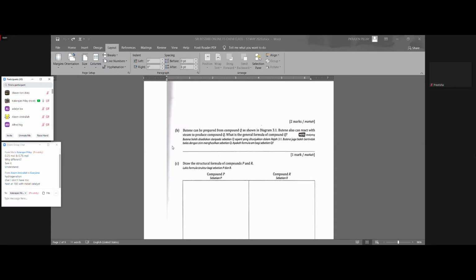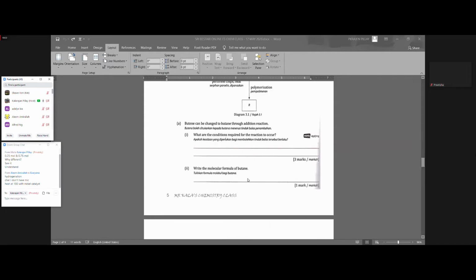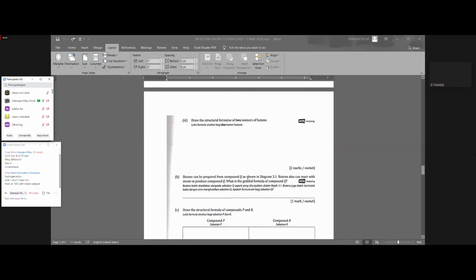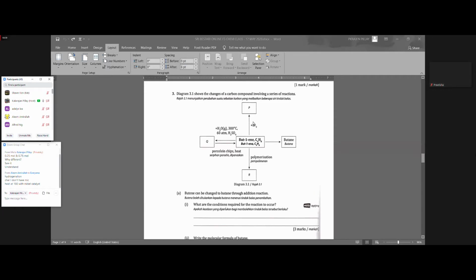Okay, now structural formula for P and R. Let's see what P is. P is here, and R is polymerization. They want structural formula. So P is butene reacting with bromine. What's the name for this reaction? Butene with bromine. Anyone knows? Elisa Lee, what's the answer? Bromination. Bromination, very good. And this one is polymerization.